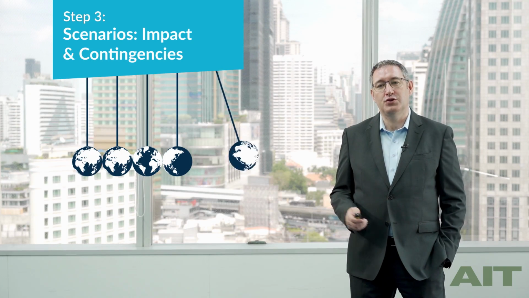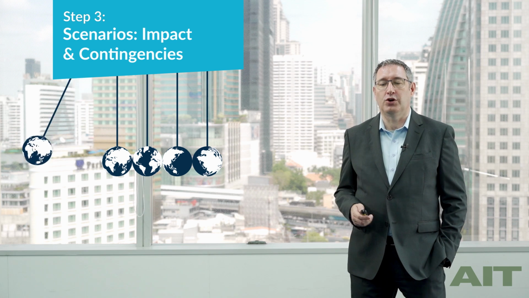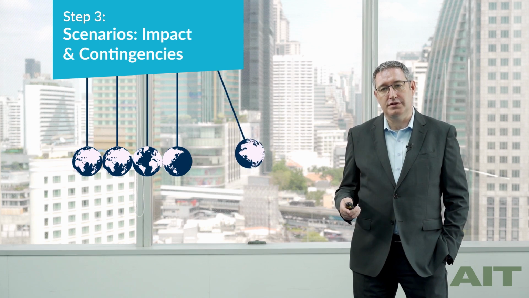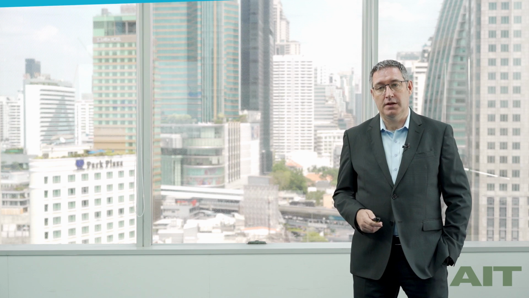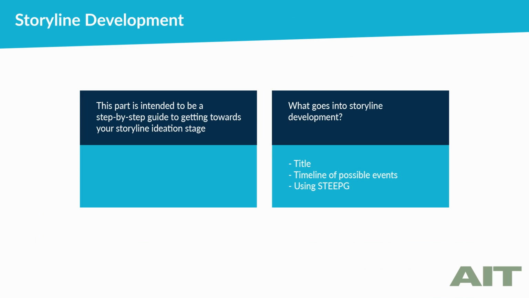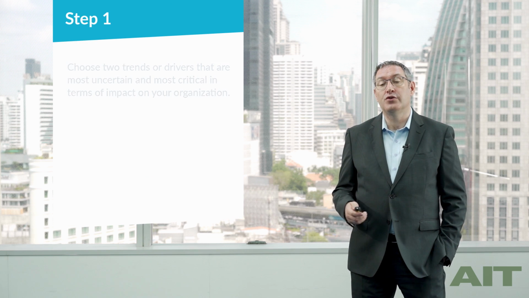Hopefully finding those two variables wasn't too difficult for your group. We now need to go through and start writing the storyline. So let's go through and remind you about this process. We're looking at storyline development. Step number one is you've chosen the two variables.